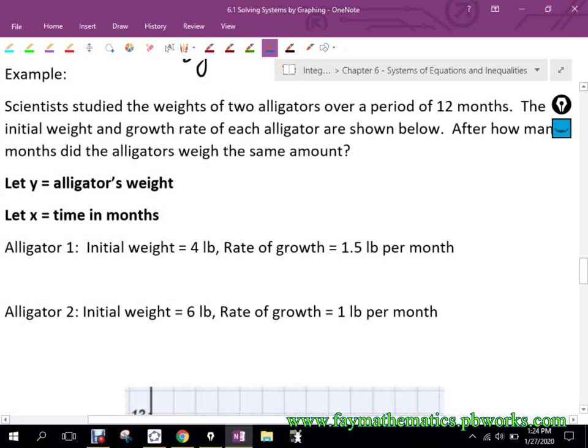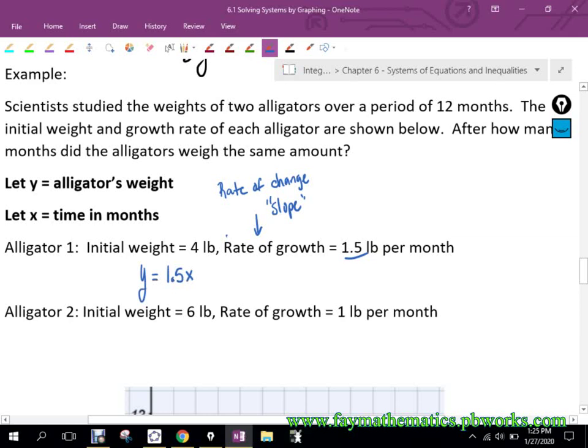When it says rate of growth, okay, when something grows, is it changing? Yeah. So when they say rate of growth, that is what we call a rate of change. What was another word for rate of change? Okay, good. So slope. So they're telling you right now that 1.5 is your slope, right? Okay. Now, remember, we're trying to find the alligator's weight. So y is going to be 1.5x, because x is the number of months, right?